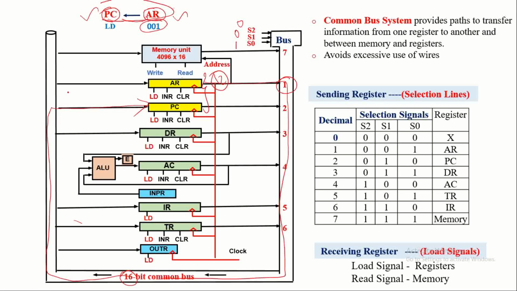Whereas whenever they receive information, the program counter and address register receive only the 12 least significant bits. Since the output register's size is 8 bits, whenever it receives information from the common bus, it receives only the 8 least significant bits from the common bus.